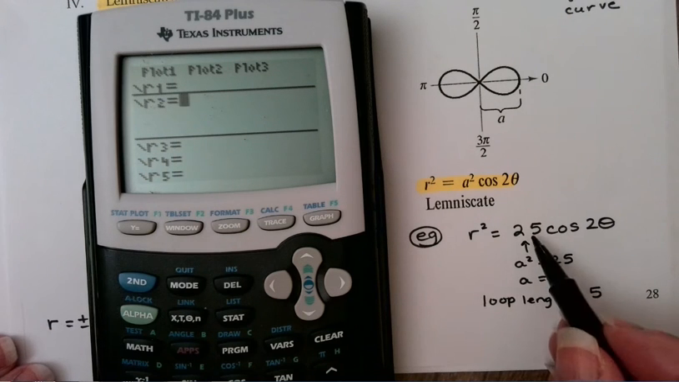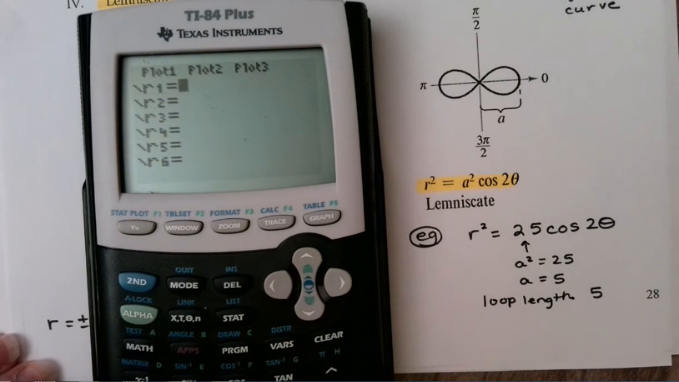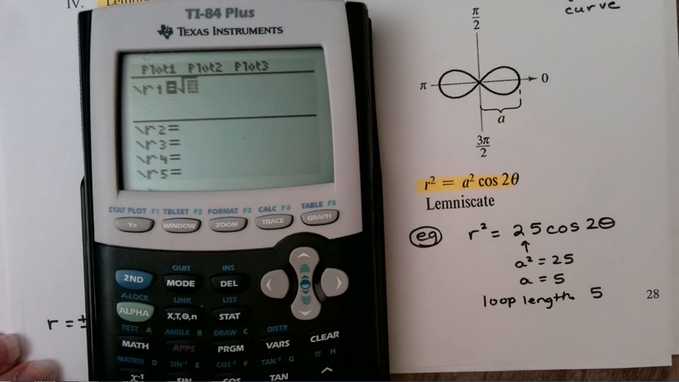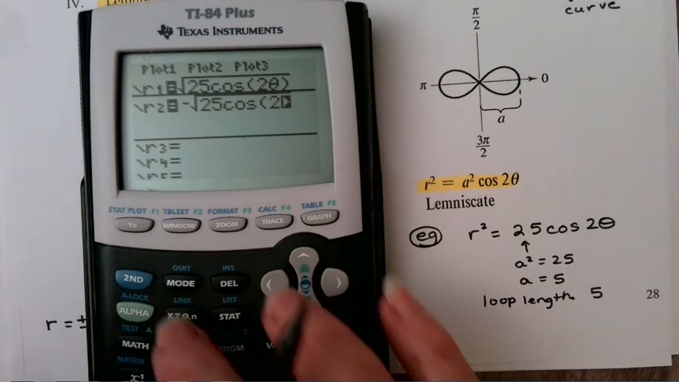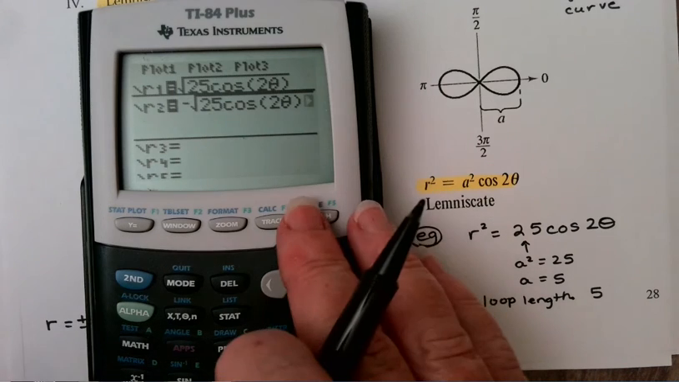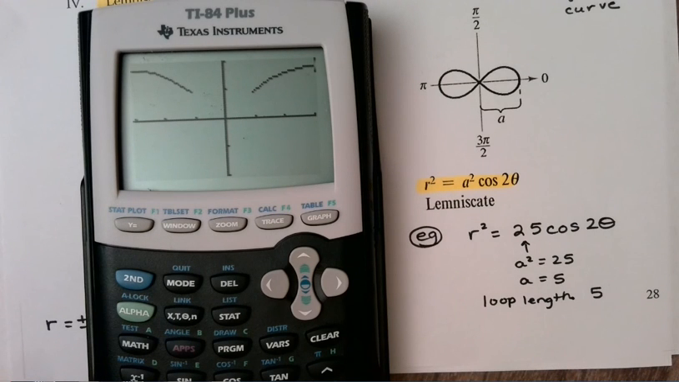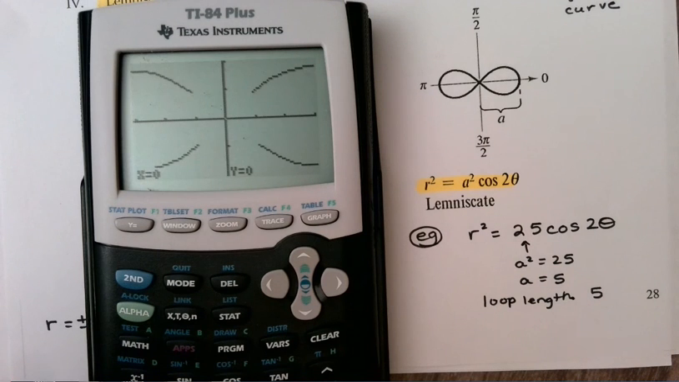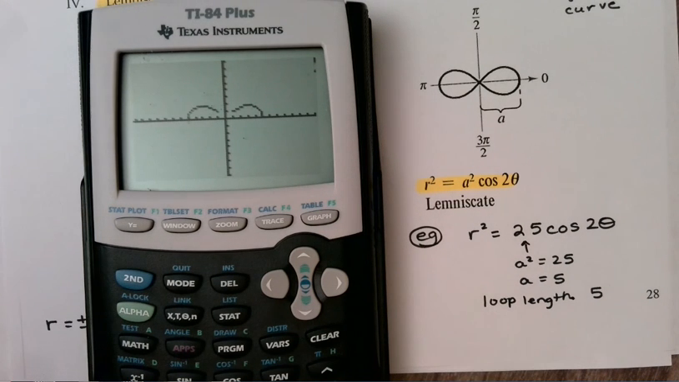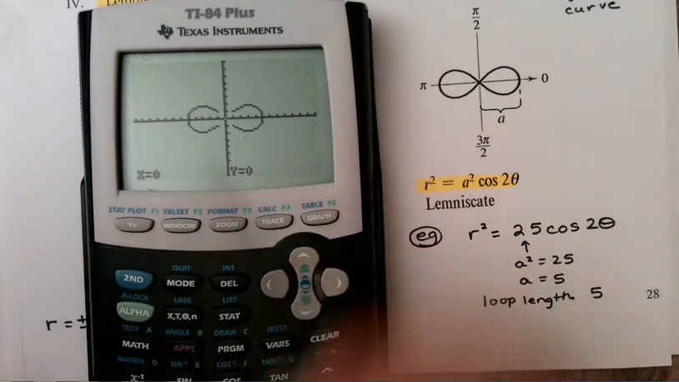Same idea. I'm going to have to graph r, so I'm going to have to go with the positive and negative square root of that. So the positive square root of 25 cos 2 theta and the negative square root of 25 cos 2 theta. All right, definitely need to zoom out. And this is kind of an issue with the calculator. It kind of misses some points in there.